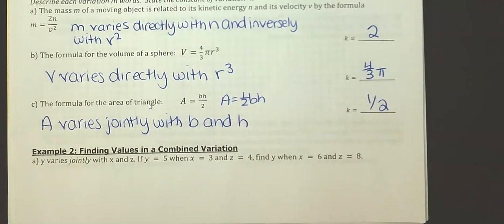And it doesn't matter the order that you put those in because you're multiplying them together. So if you wanted to put H first and B second, that would be the same thing. But jointly, if you've got more than one variable being multiplied by your constant variation. So I've got base and height being multiplied by the 1/2. Is anybody having a question about writing those out?